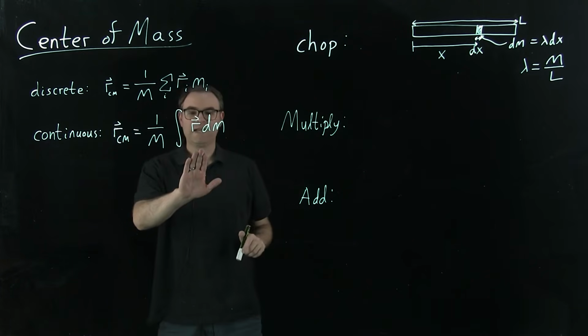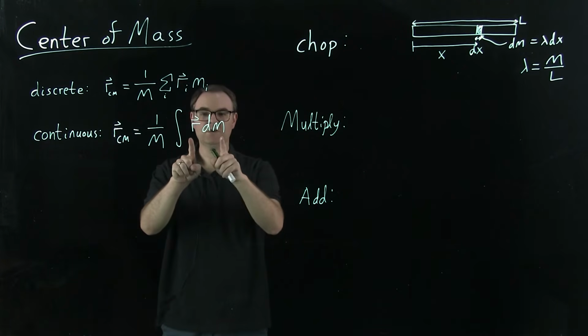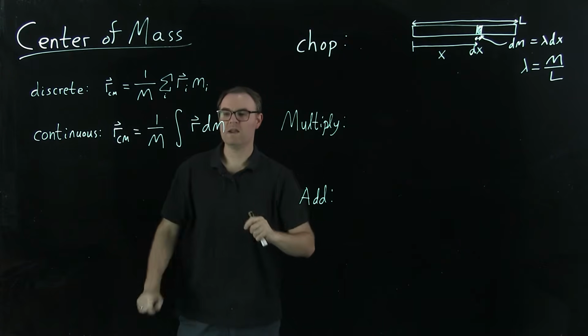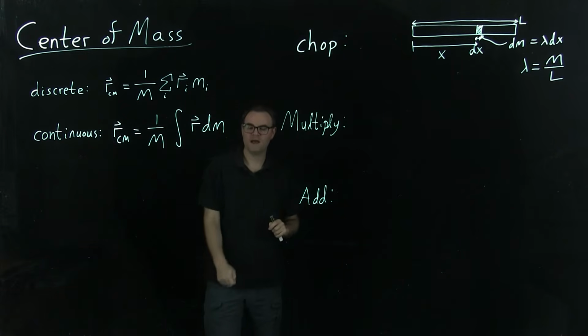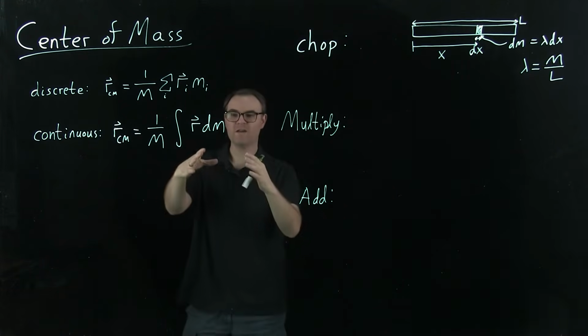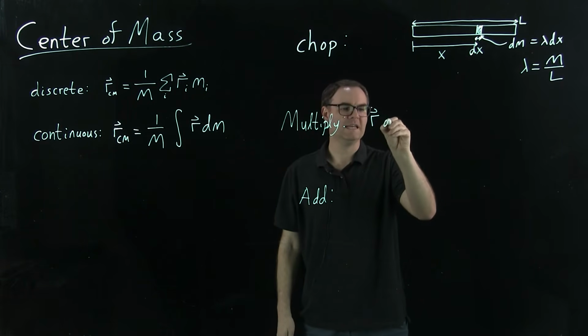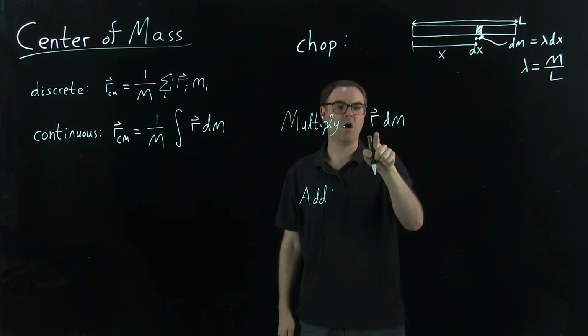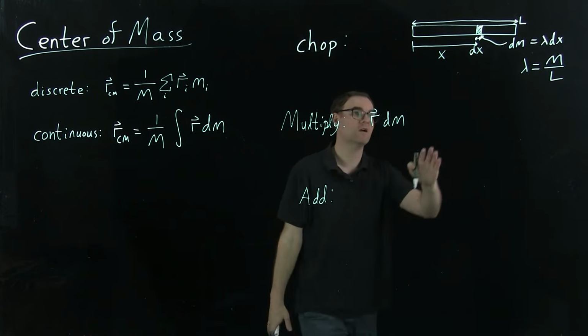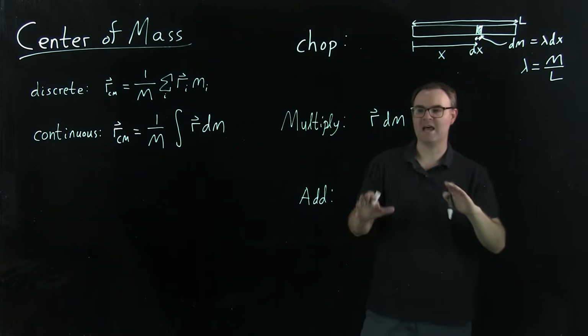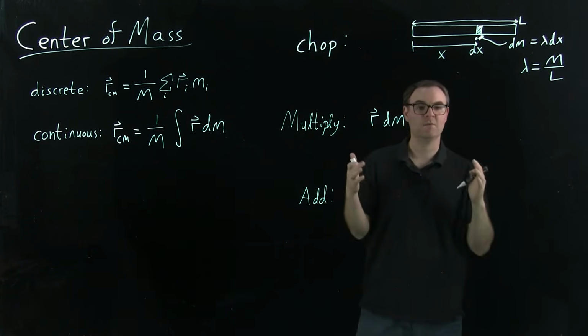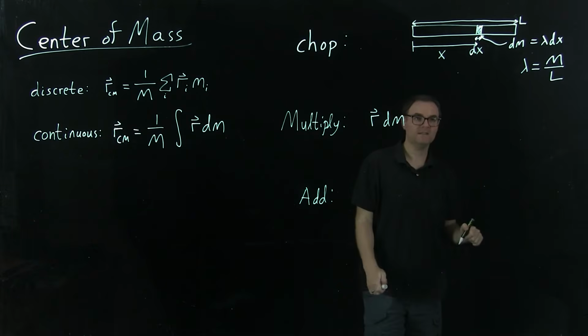For the multiply step, the thing you almost always want to do is zoom in on the part of the integrand that is inside of the integral symbol. So here that is r dm. So I'm multiplying together r, which is the position vector of the little piece, times dm, which is the infinitesimal mass that that piece has.